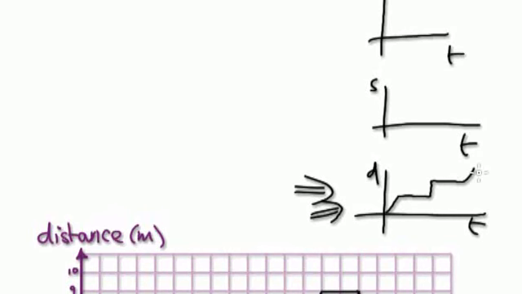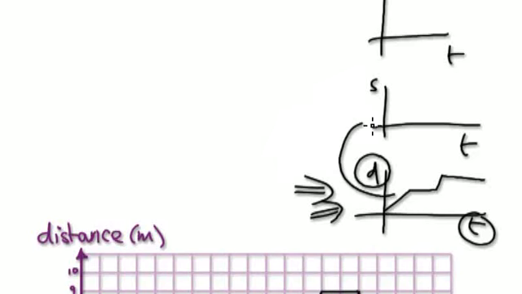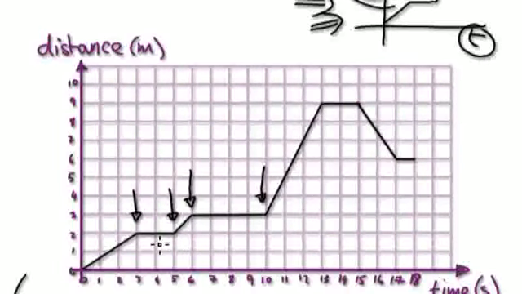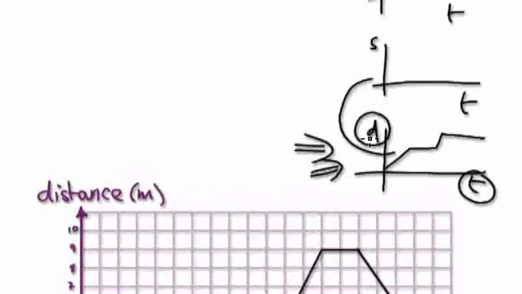Let's say something like this. Well, hang on, let me do it again. So let's just say something like this. This is a distance time graph, so the gradient of this represents the speed. When it's horizontal like this, the gradient is zero.